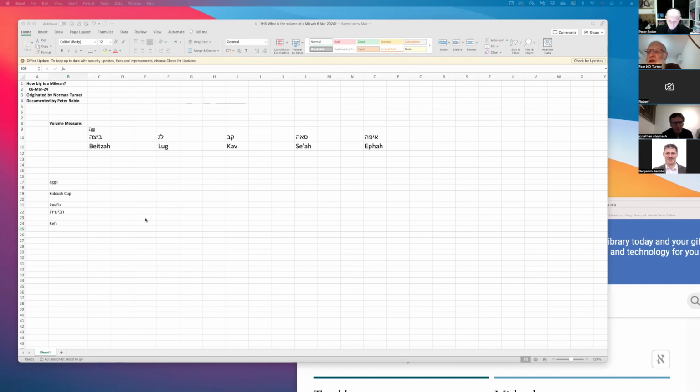Right. So those are the 5 items we need: a beitzah, a lug, a kav, a so'ah, an ephah. We will go from one to the other and try to remember the numbers that go from one to the other. Hold on to that for a minute, and let's go to the Sedra of Beshalach.